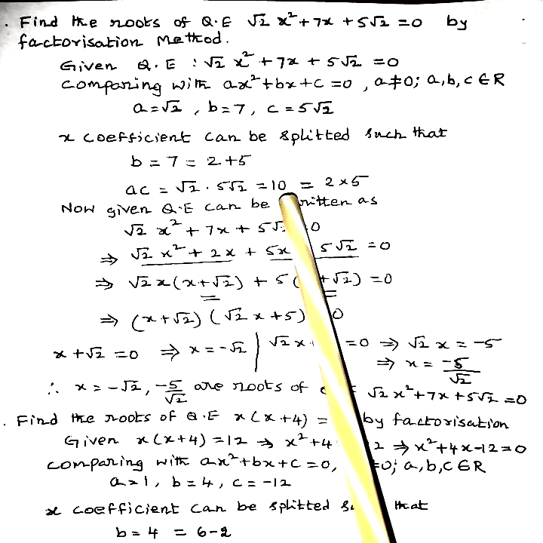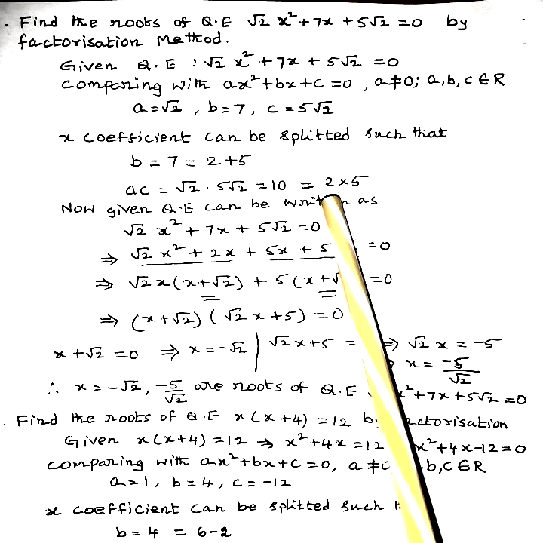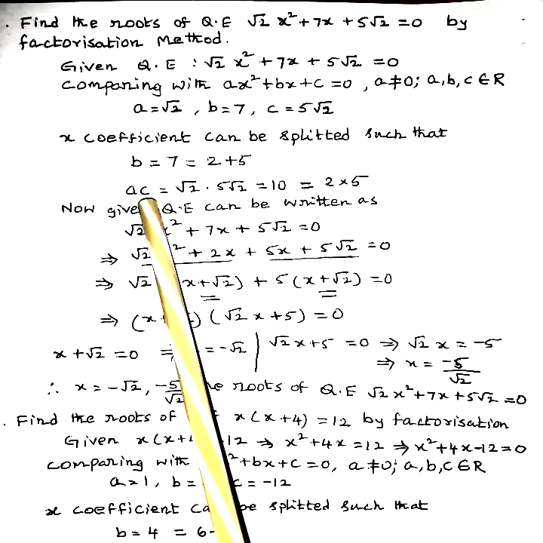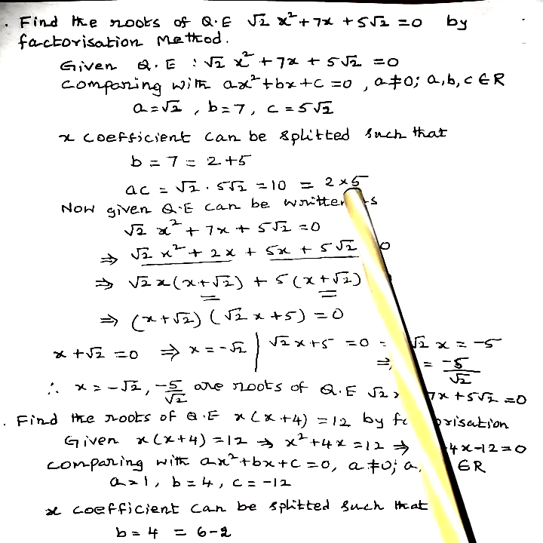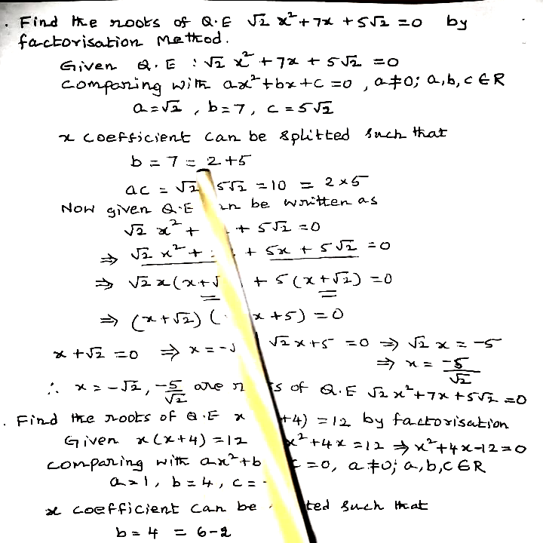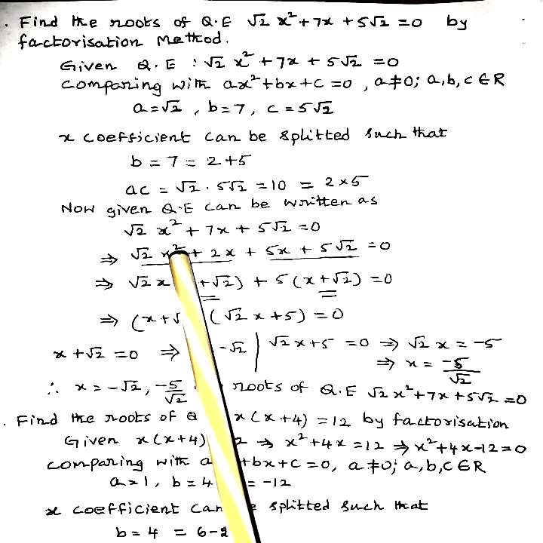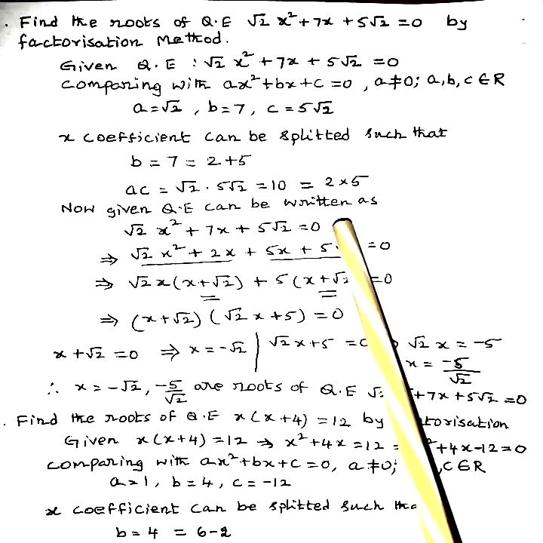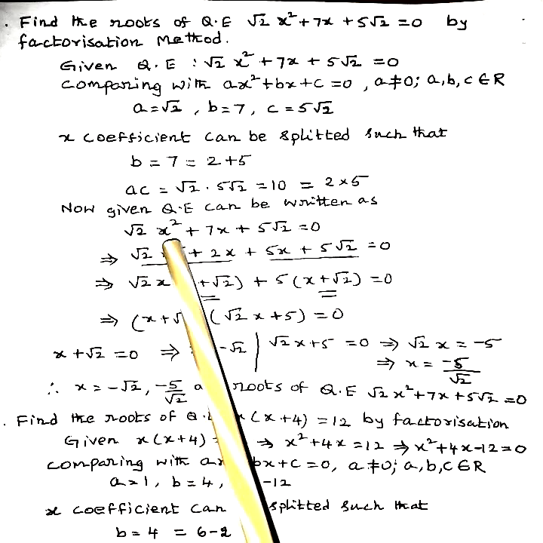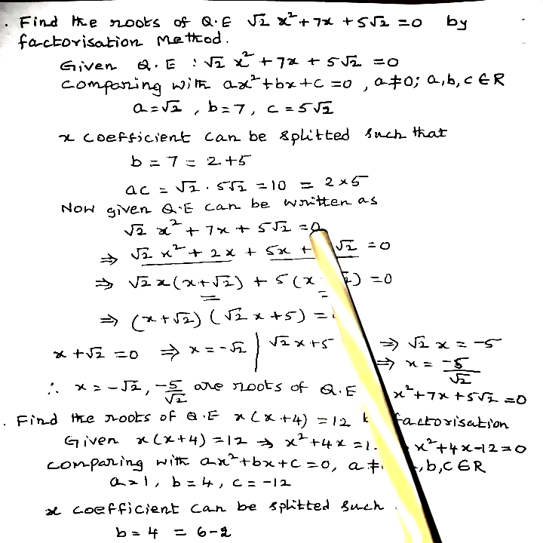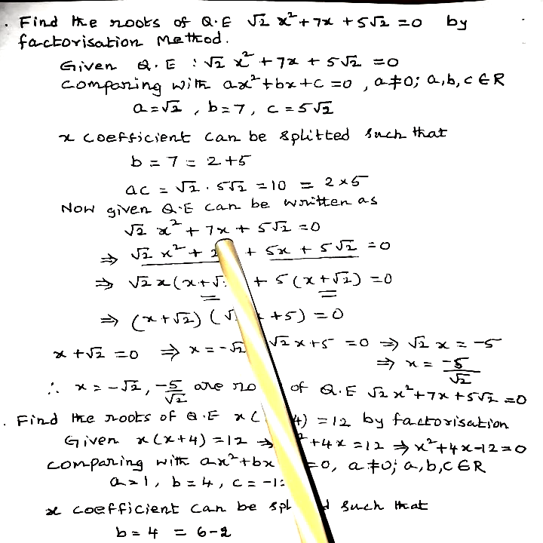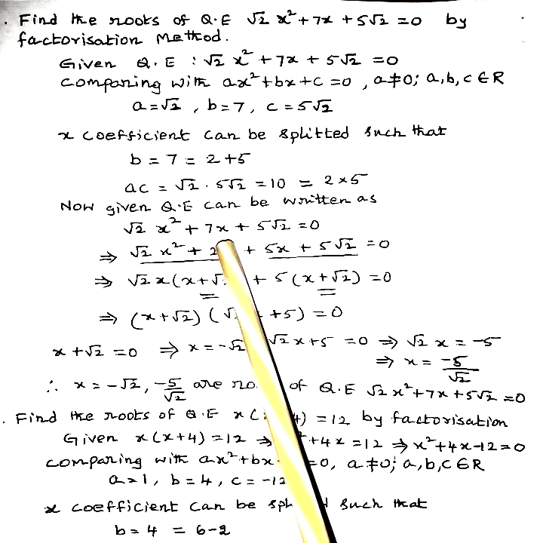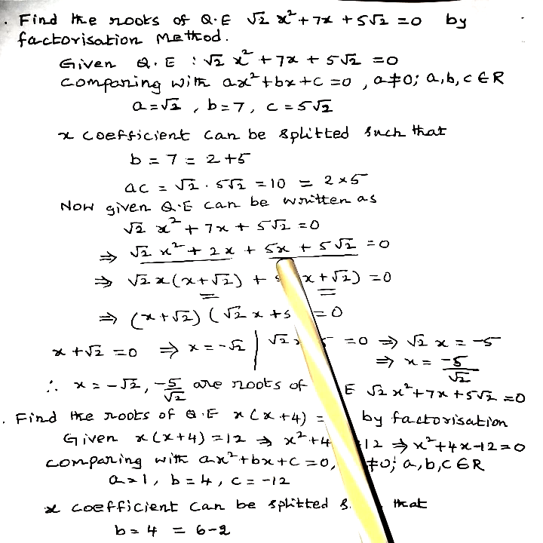This 10 can be written as mn, that is 2 multiplied by 5. AC can be written as mn, the product mn, and b can be written as m plus n. Now the given quadratic equation is root 2 x square plus 7x plus 5 root 2 equal to 0. 7x can be written as 2x plus 5x. The middle term 7x can be written as 2x plus 5x.